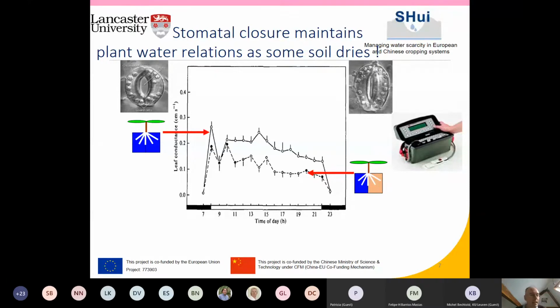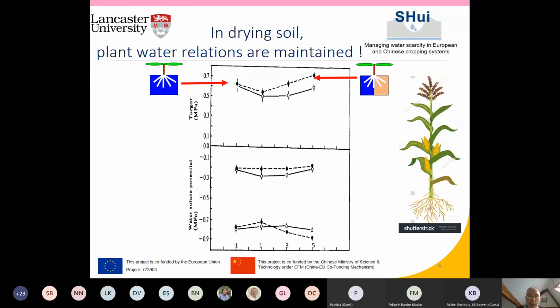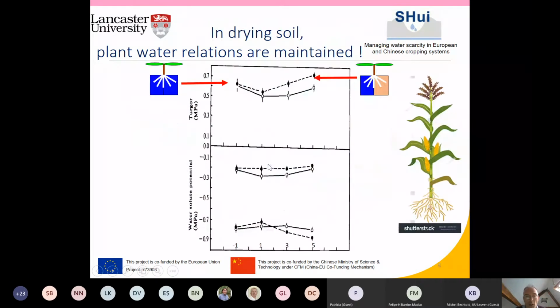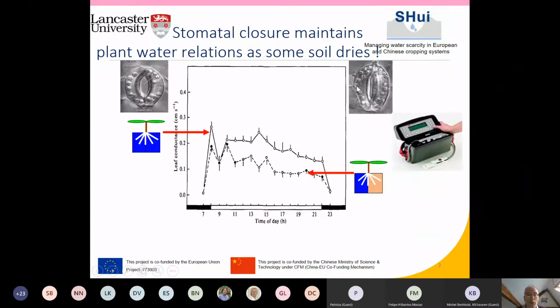So we can see here in this case that stomatal conductance of the plants exposed to partial root zone drying decreased. And it's very difficult to argue that this was a direct response to a leaf water deficit, because if we go back to our previous slide, we can see that if anything, the turgor of these plants exposed to partial root zone drying was in fact higher. In fact, what I would argue, and the authors of the paper argued, was that actually this stomatal closure was necessary to maintain the turgor of the leaves of the plants exposed to partial root zone drying.